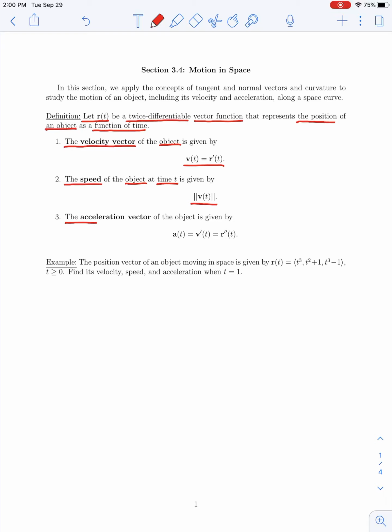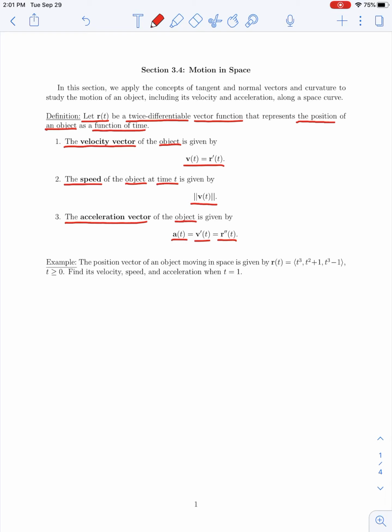And the acceleration vector of an object at time t would be given by the vector function a of t, which would be the derivative of our velocity vector, v prime of t, or the second derivative, r double prime, of our position function. So given these new definitions, let's look at some examples.